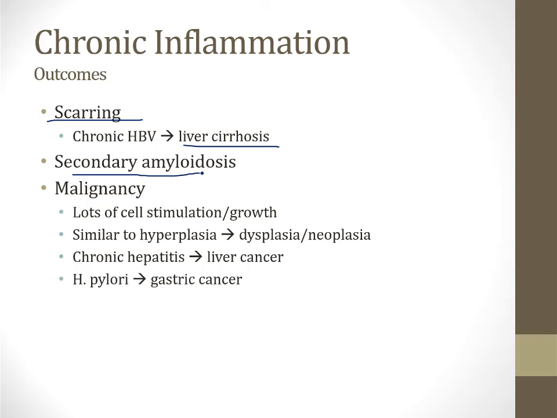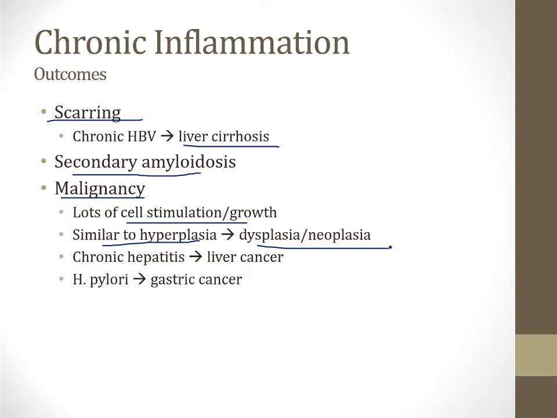And then finally, chronic inflammation is a risk factor for malignancy. Anywhere that chronic inflammation is going on, there's lots of cell stimulation and growth. And sometimes this can stimulate a cell to such a degree that it becomes overactive and begins replicating uncontrollably, and that's malignancy. And in a way, this is similar to hyperplasia. Hyperplasia can lead to malignancy. The same is true of chronic inflammation. It can lead, like hyperplasia, to dysplasia and ultimately neoplasia.